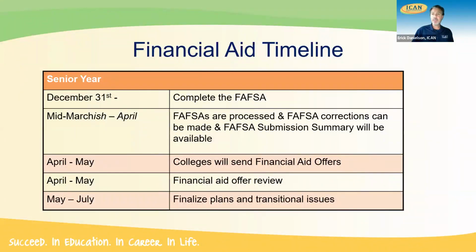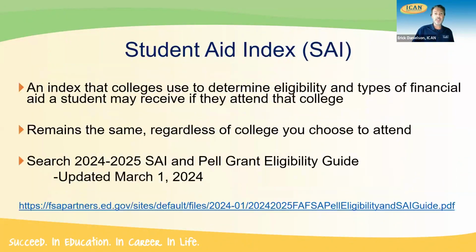Something we're going to want all of you as families to do, though, is May through July, finalize those plans and transitional issues that you might have. Some things we'll talk about on here, but if you haven't been able to start yet, start real soon and try to have that all done by July, because coming up in the middle to end of August is when the students will be going off for the next school year.